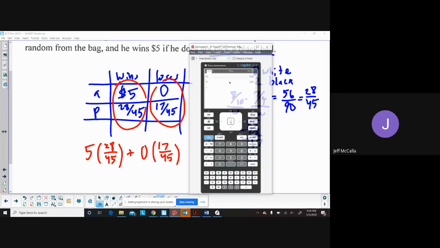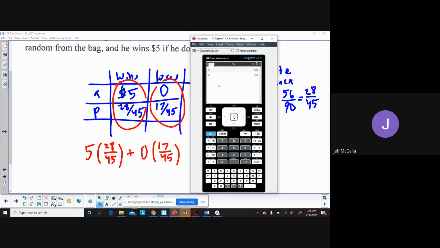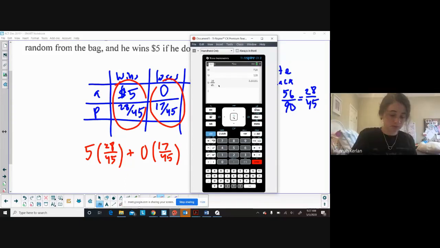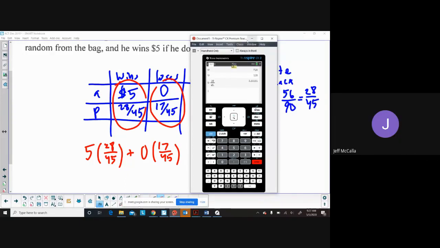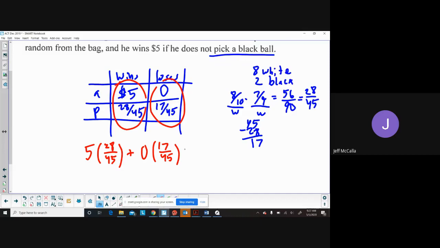And then you want to get your calculator out. So it'd be 5 times 28 divided by 45. And I'm not even going to do plus 0 times something because that's 0. So on average, you win $3.11 every time you play this game. Okay. It kind of makes sense. So this is an amazing game. I want to play this game all day long. I would be super rich. It would be amazing.